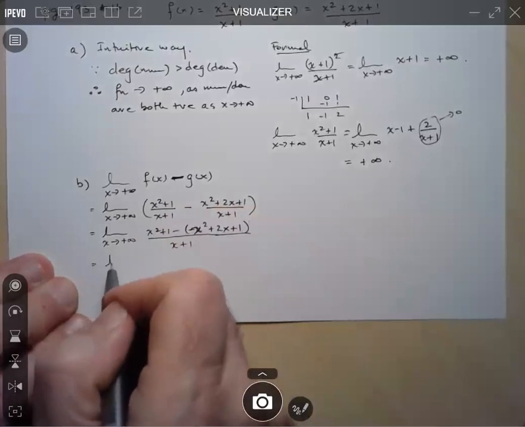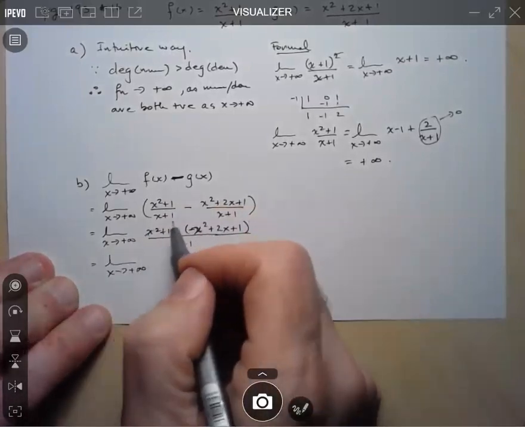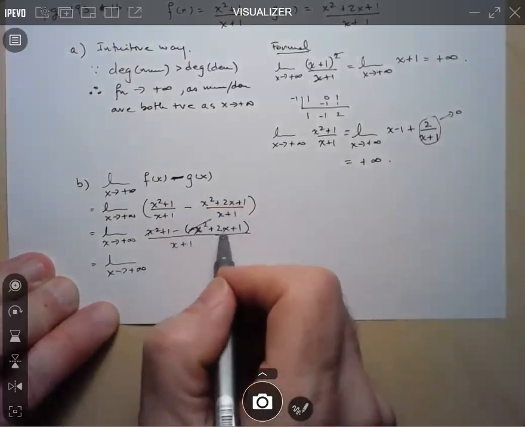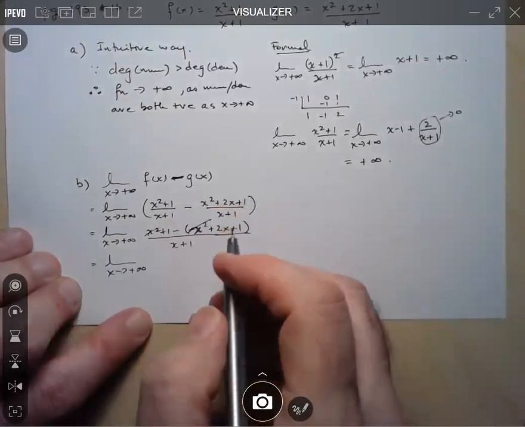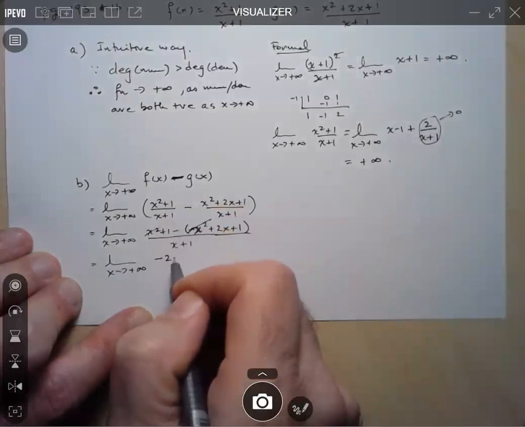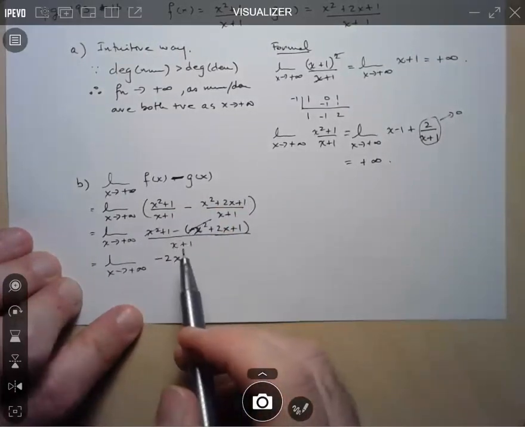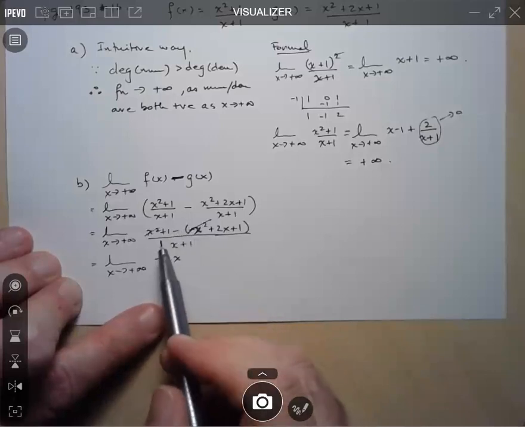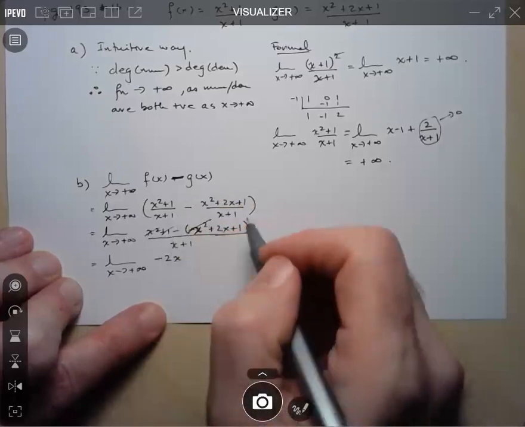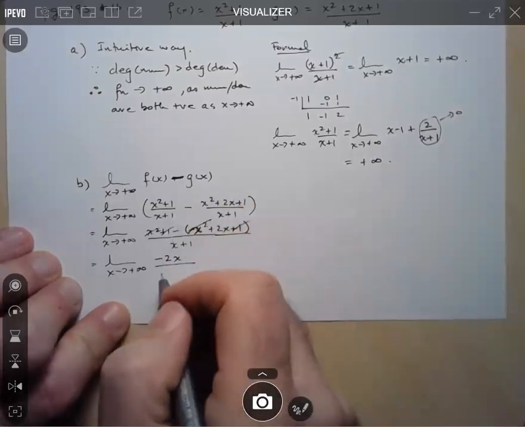Okay, and let's keep simplifying. So here you have x squared minus x squared is gone. So it looks like here you have negative 2x. Okay, negative of positive 2x, negative 2x. And then here you have 1 minus 1. That also disappears. Okay, so this is what we're left with.